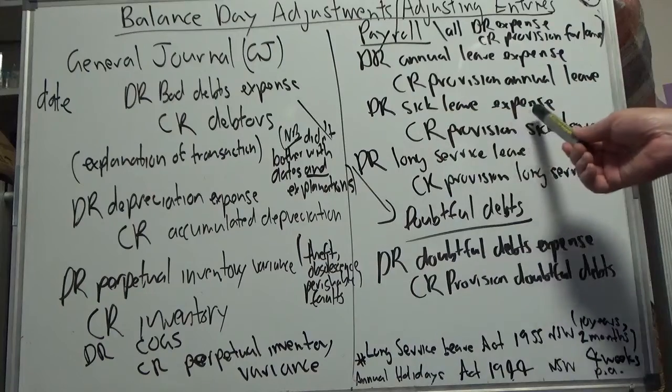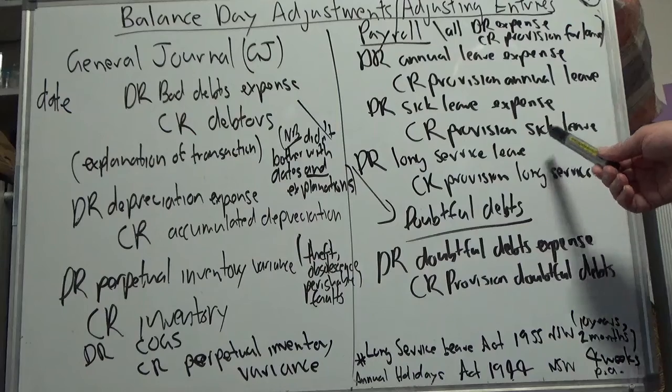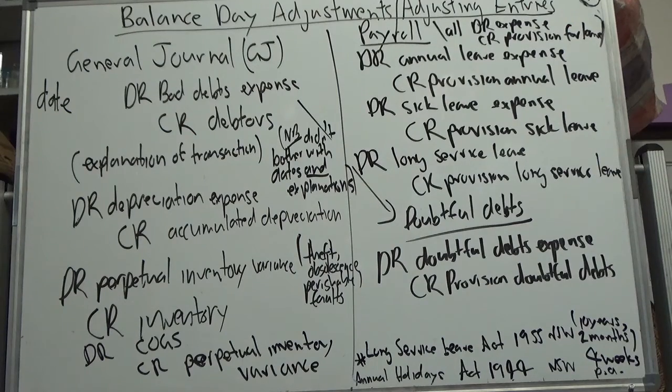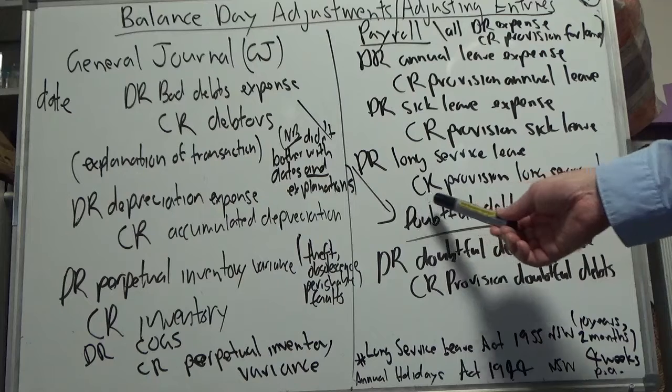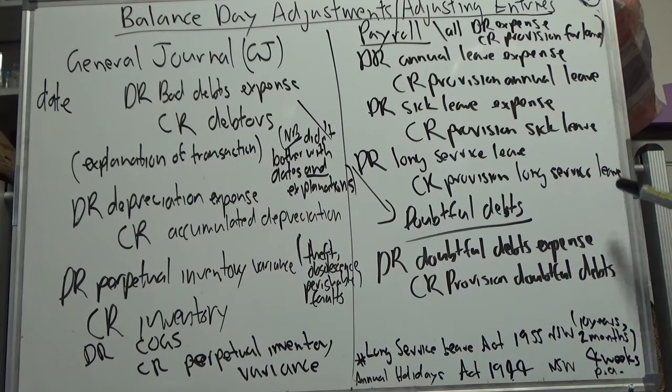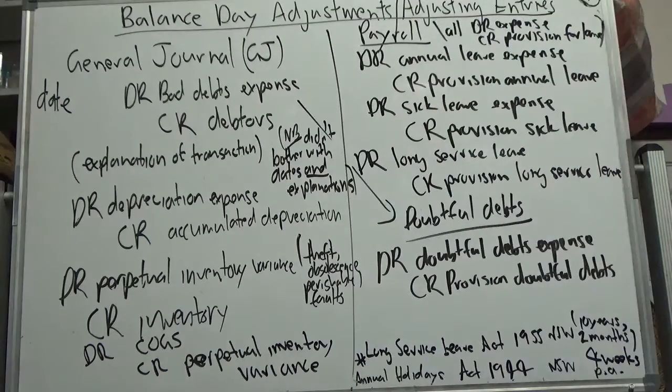Debit sick leave expense, credit provision for sick leave. Again, another provision, cash in the bank for sick leave. Debit long service leave, credit provision for long service leave, okay? And doubtful debts we already mentioned. I forgot to write it here, so I just put it here.